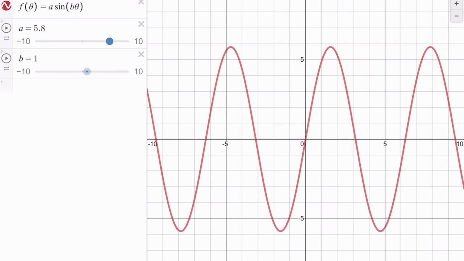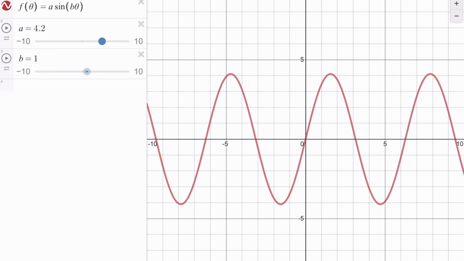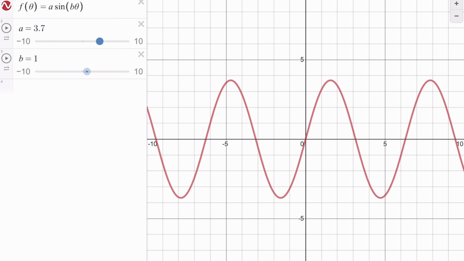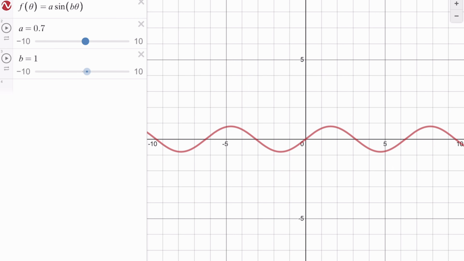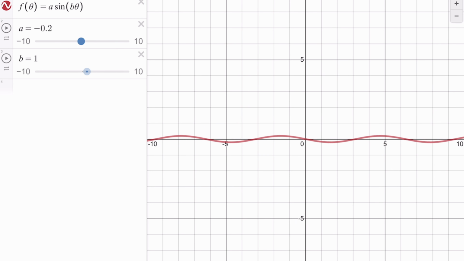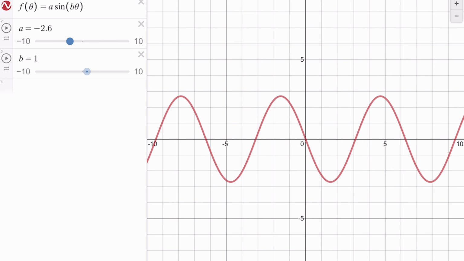Right? And notice how its period hasn't changed. It's still going right through 6.28 where 2 pi is. Okay. Now, if I go below 1, see how it shrinks, it compresses, right? And then if I go to negative, see how it's going down instead of up from 0. It's just the opposite, right? It just flipped. See that?